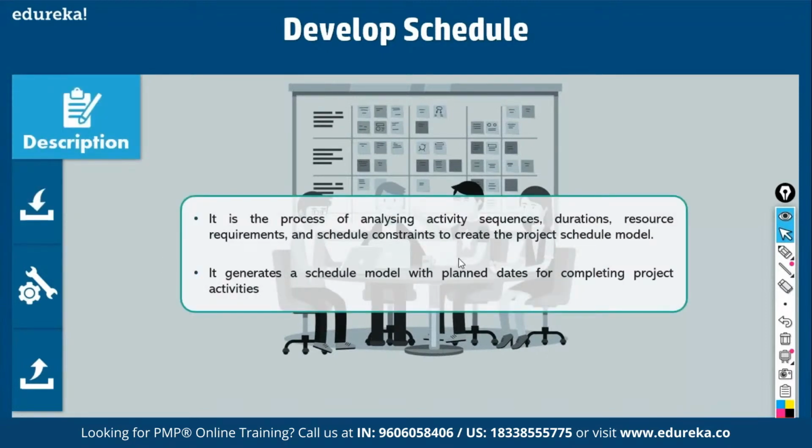This is a process of analyzing activity sequence, duration, resource requirements, schedule constraints to create a project schedule. What does it mean? That is, you came with network diagram that told you what the sequence is. Then for these activities, you decide the durations. Then you also decide who's going to be working on this activity, John or Jack or Jill. And you also consider constraints like within how much time this work should be completed. So you consider all this and you develop a schedule model.